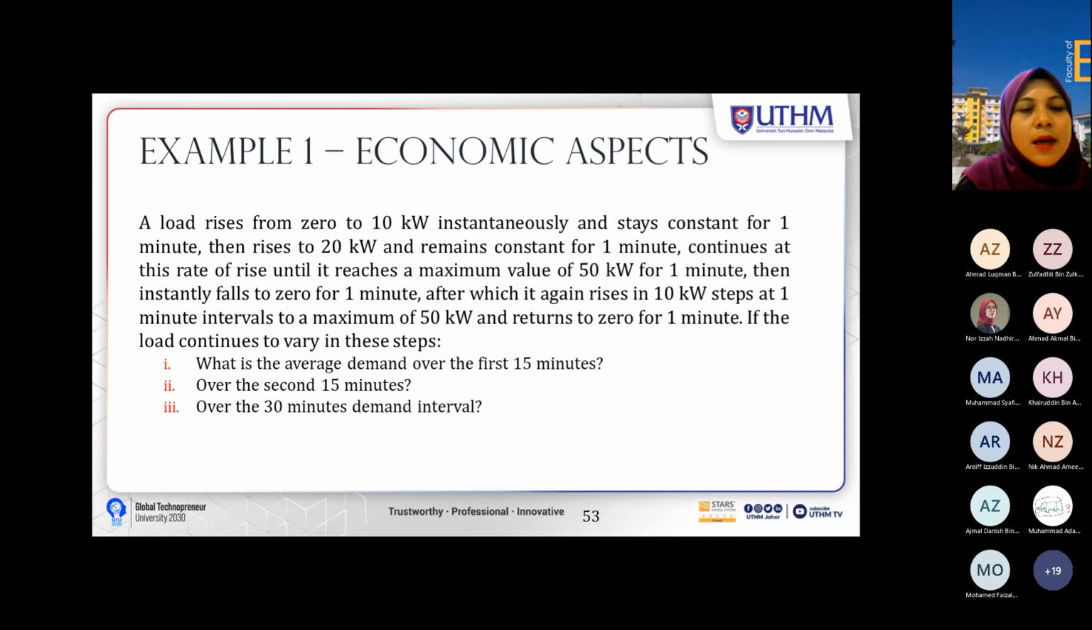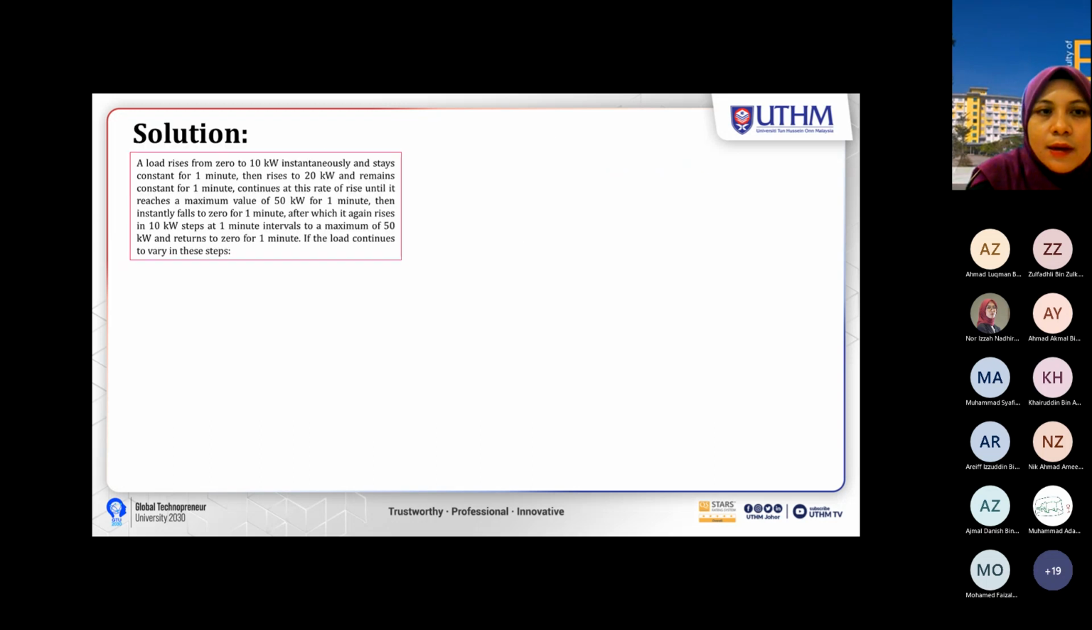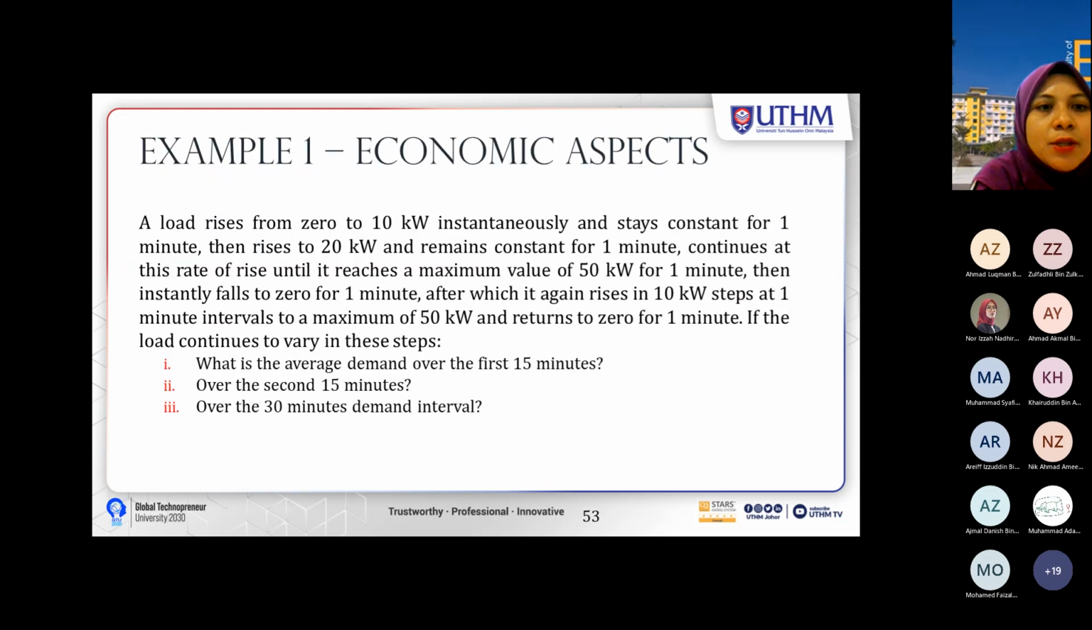Kita tengok example. So the first example is based on the economic aspect. A load rises from 0 to 10 kilowatt instantaneously, and stays constant for 1 minute. Okay. Nampak kan soalan dia ni. Saya baca dulu. Then rises to 20 kilowatt. Mula-mula 10 kilowatt, and then it increases to 20 kilowatt.